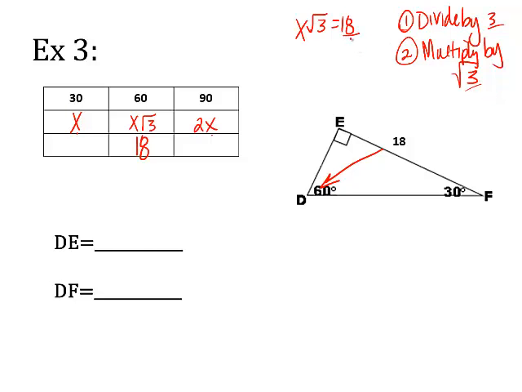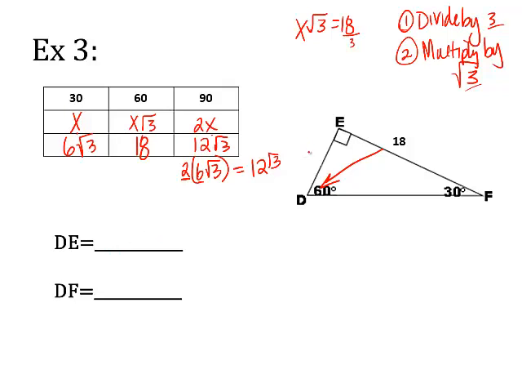So 18 divided by 3 is 6. Then I multiply by the square root of 3, so 6 square roots of 3. Now for the 90-degree angle, I have to do 2 times 6 square roots of 3. All right? When you multiply radicals, you multiply whole numbers by whole numbers and radicals with radicals. So in this situation, I just have 2 times 6, which is 12 square roots of 3. And that's how I would leave my answer.